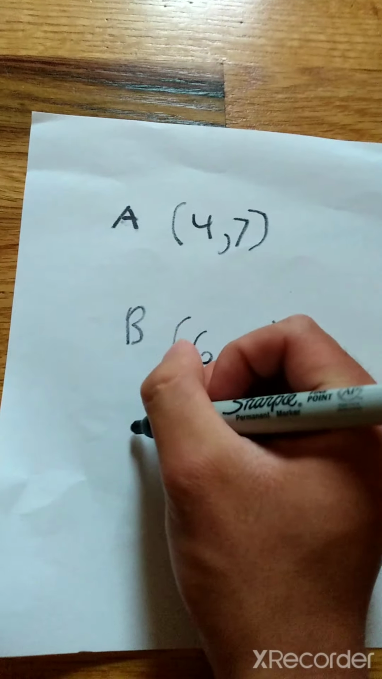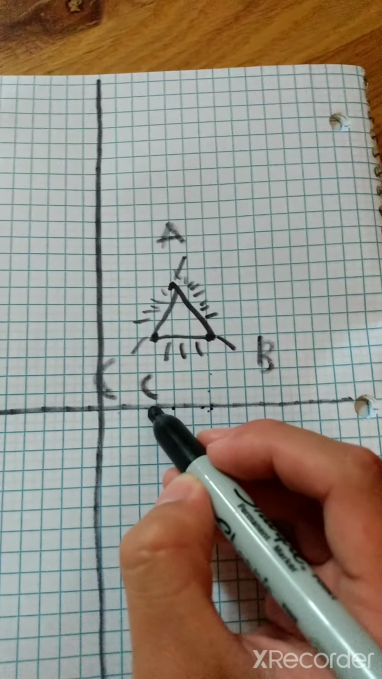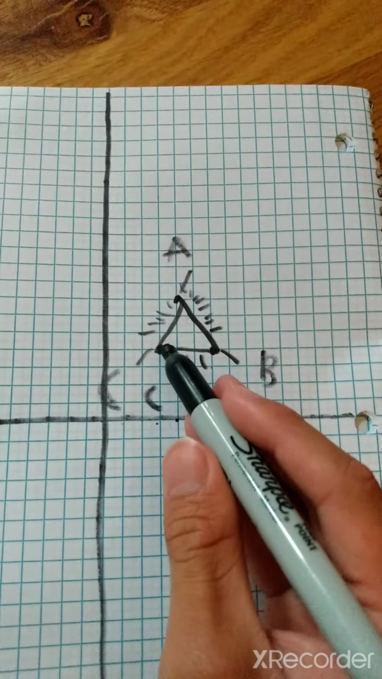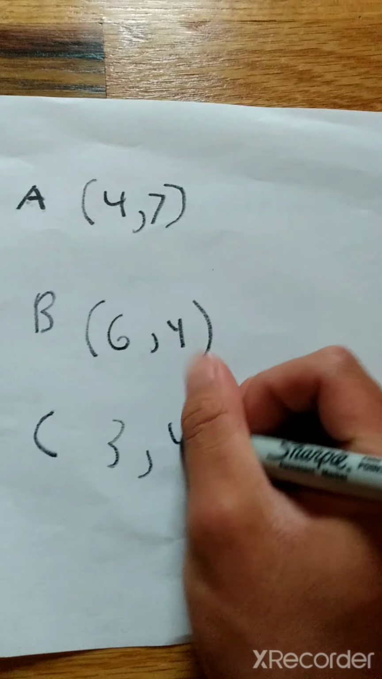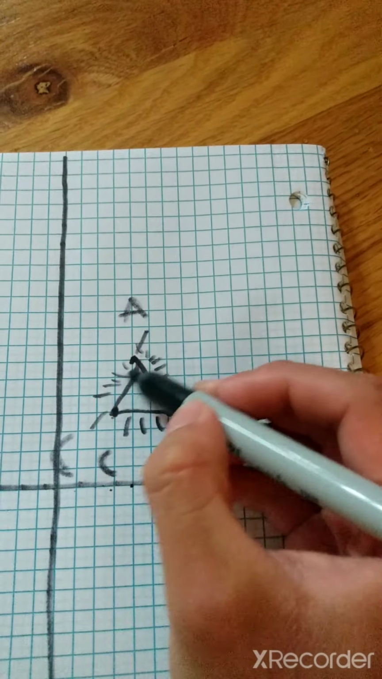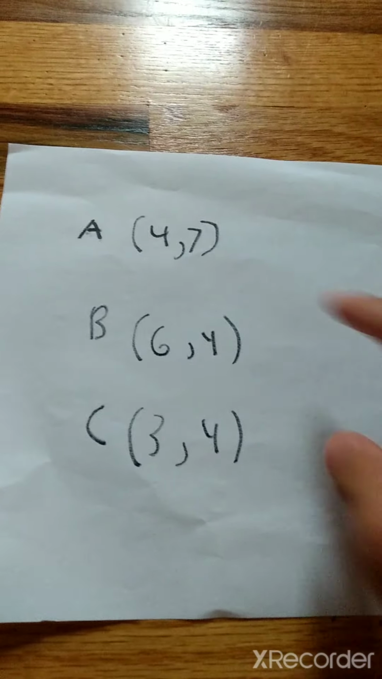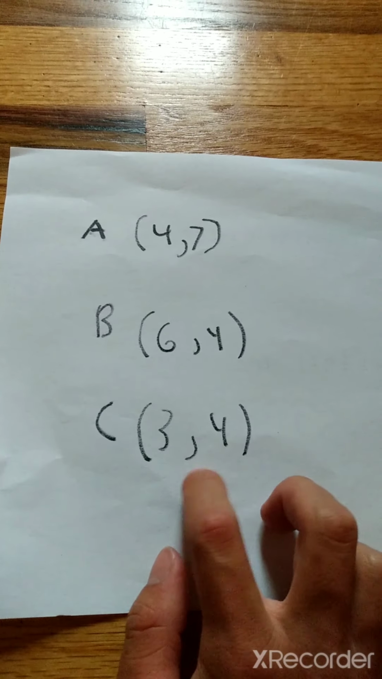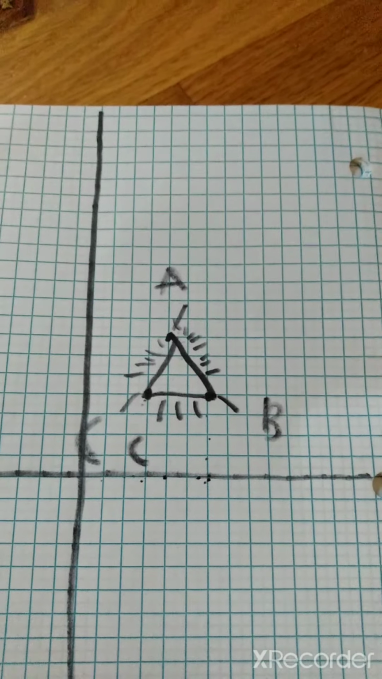And finally, point C. That is 1, 2, 3, then 1, 2, 3, 4, so we have (3, 4). These are the current spots of each dot on this graph. So we have the points and we have the places where they're at. The next thing that's going to happen is the firework is going to explode, and that's going to make the shape bigger.